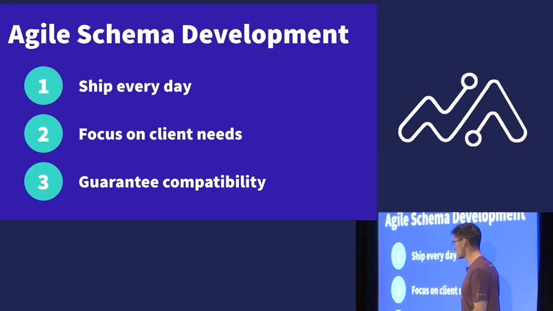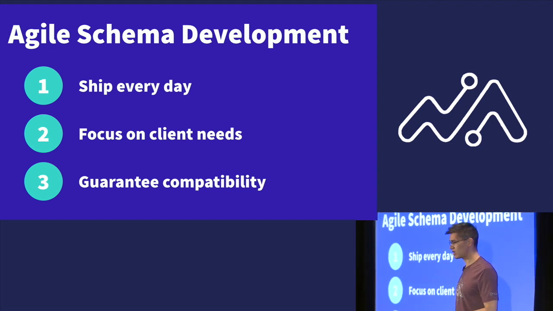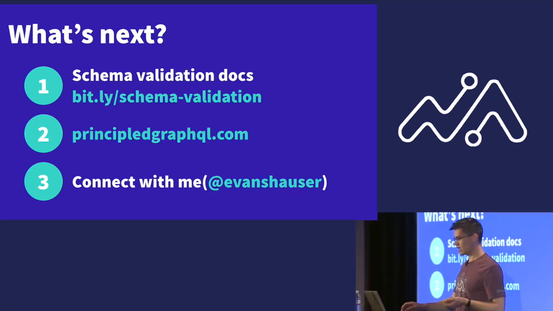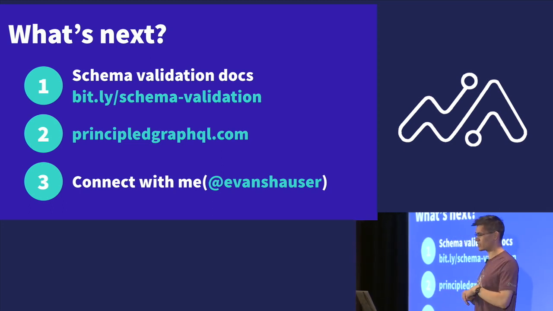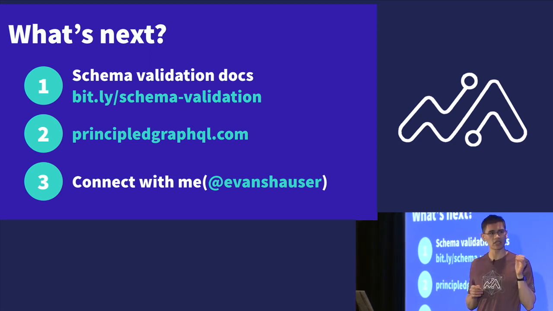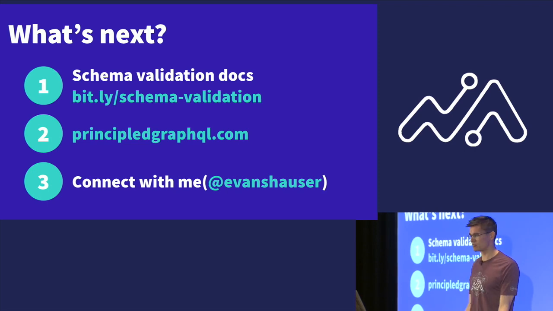So that's Agile schema development in a nutshell: shipping every day, focusing on client needs, and guaranteeing compatibility. A natural question in my mind is, what's next? So I encourage you to visit the schema validation documentation. This is principle number 5 out of Principled GraphQL. And there are 10 principles. I encourage you all to take a look at each one of those. There are lessons to be learned from each one, and improvements to be pulled for your best practices.